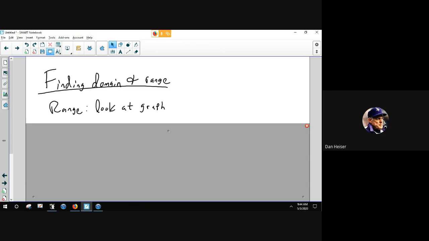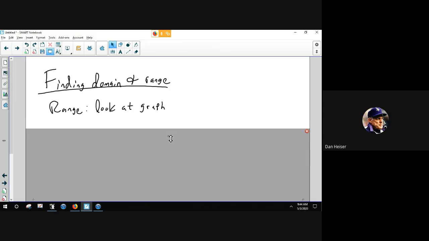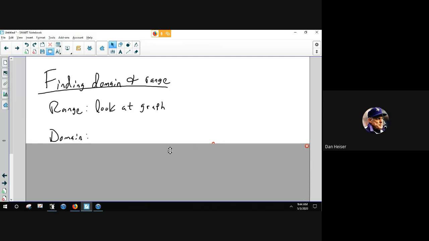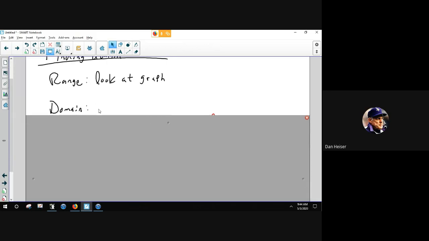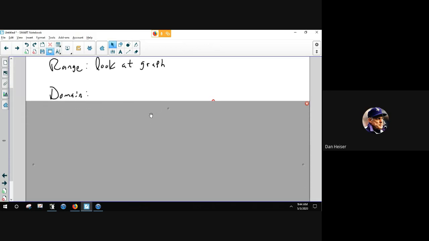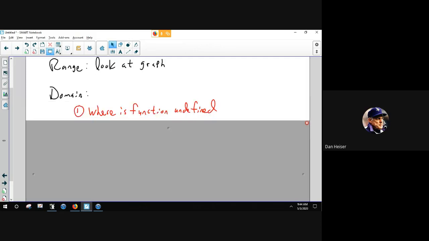So knowing those functions is going to help you find a range as well. To find the domain, there's a few things we need to consider. Domain. We're looking at all the possible x values, and our key here is, where is it undefined? If we can find where the function is undefined and take those values out, we're left with everything that x can be. And that's usually the way we go about this.